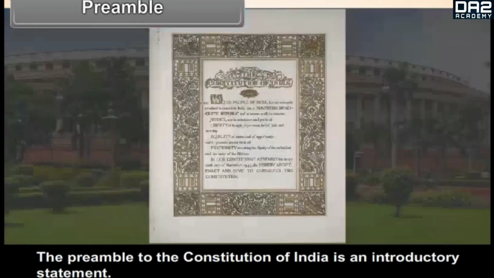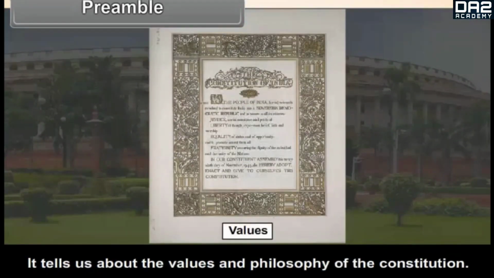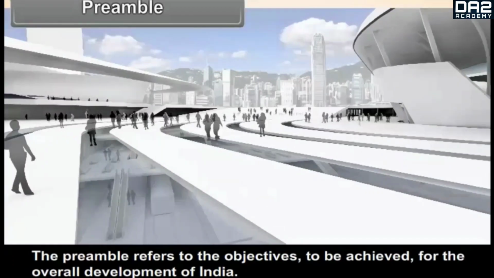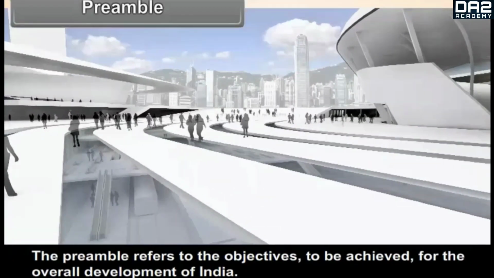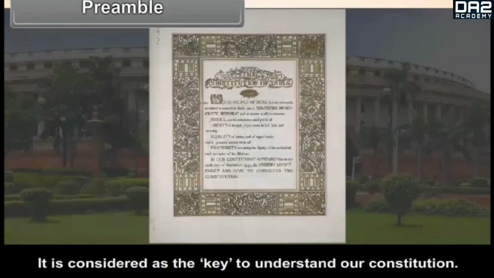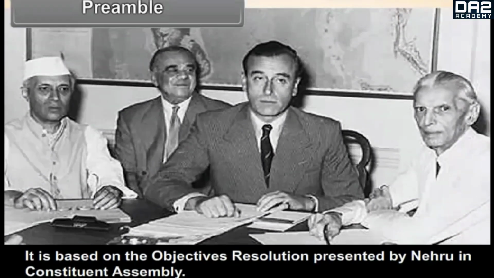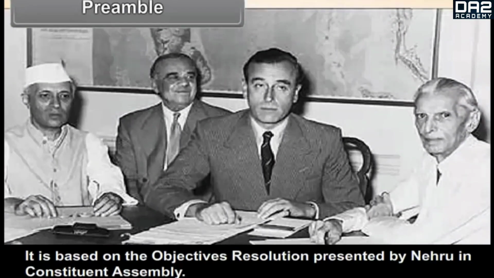D. Preamble. The preamble to the Constitution of India is an introductory statement. It tells us about the values and philosophy of the Constitution. The preamble refers to the objectives to be achieved for the overall development of India. It is considered the key to understanding our Constitution. It is based on the objectives resolution presented by Nehru in the Constituent Assembly.